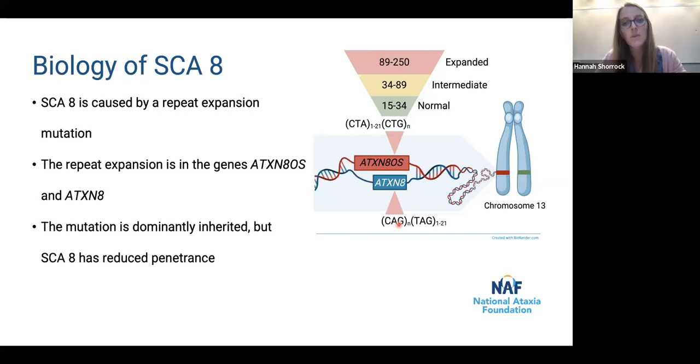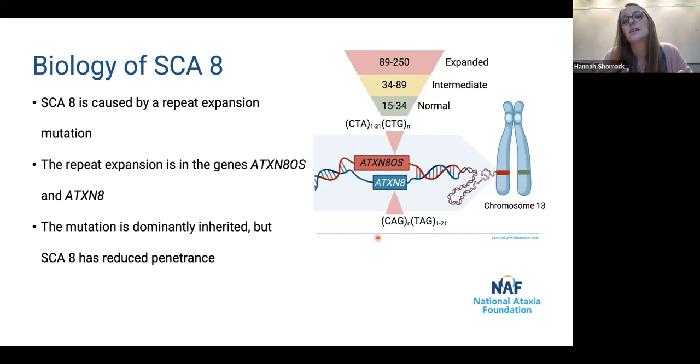Now, I don't want you to spend too much attention on the specific numbers here, and I'll come back to that a little bit later on as to why. But in general, when you get over about 50 to 80 repeats, we start to see these repeat expansions being associated with Spinocerebellar Ataxia type 8. And so we can think of SCA8 as being caused by a CTG-CAG repeat expansion in the ataxin 8OS, ataxin 8 genes. Sometimes you might hear it referred to as a CTG repeat disease, and other times you might hear it referred to as a CAG repeat disease.